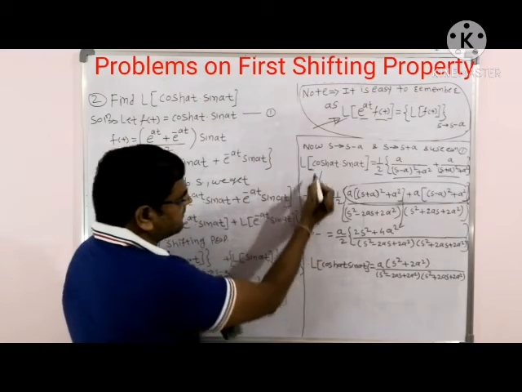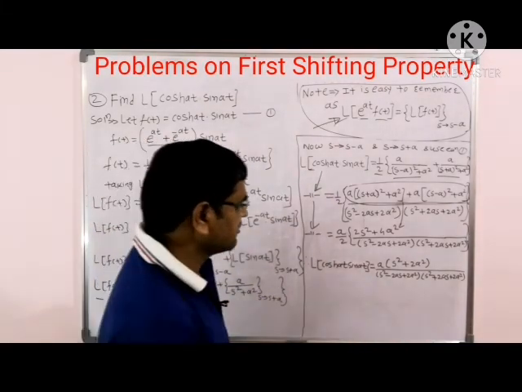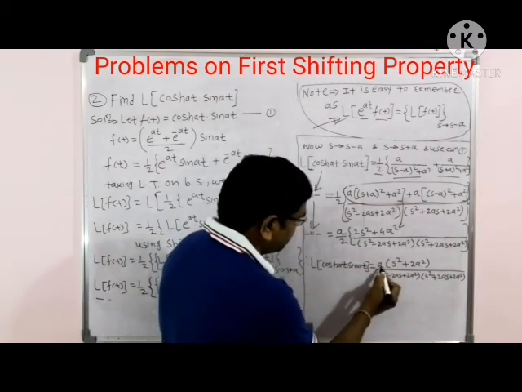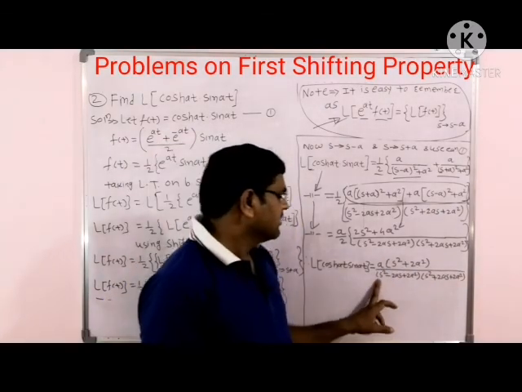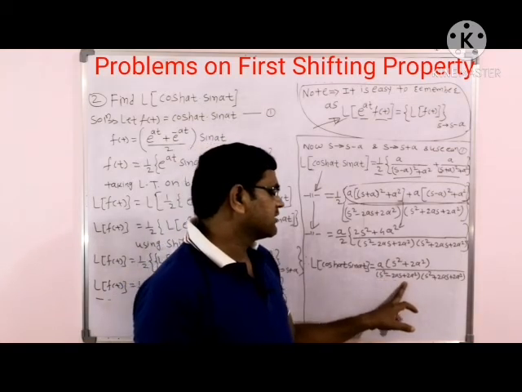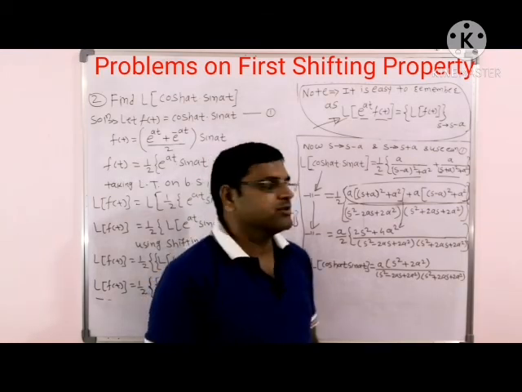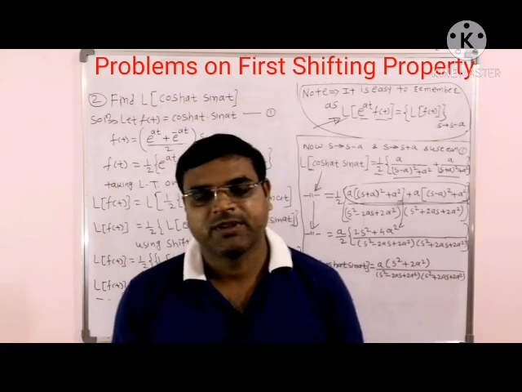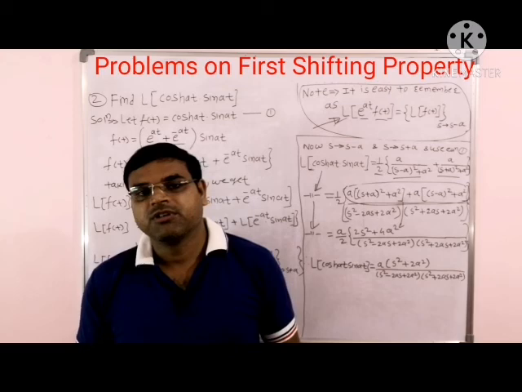So therefore, what is the left hand side? That is L of cosh at into sin at equals, again taking 2 common, so 2 gets cancelled here, and we get only a in bracket (s square plus 2a square) divided by the first bracket s square minus 2as plus 2a square, and the second bracket s square plus 2as plus 2a square. So this is the second problem on the shifting property. Now we will stop here. Thank you.